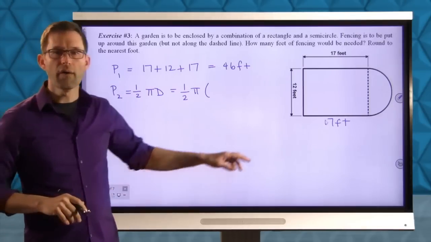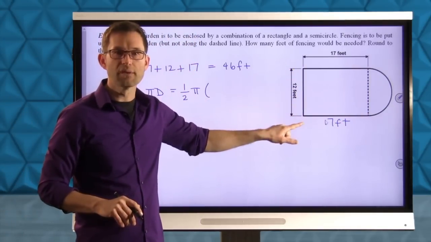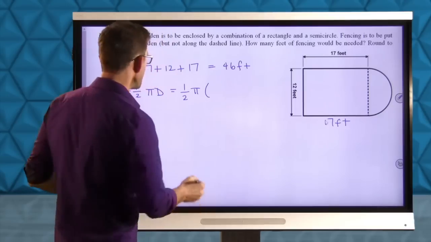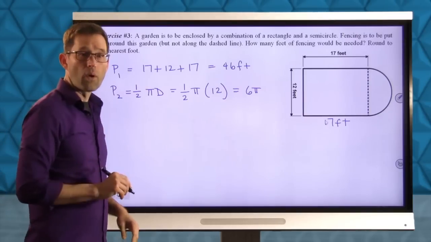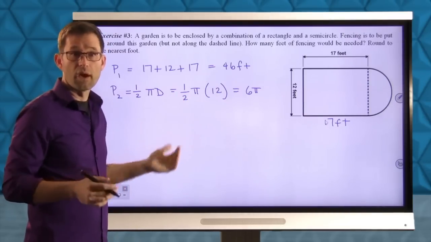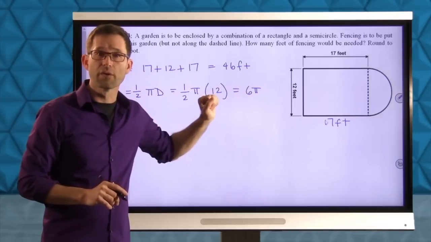Now, hopefully it's pretty obvious that the diameter of the semicircle is going to be the same as that 12-foot length. So it's just this. Now, if you wanted to, you could multiply the 1/2 by 12 and say, well, that's just going to be 6 times pi. Or you could leave it like this. It's kind of up to you. Ultimately speaking, we need how many feet are going to be going around this to the nearest foot.